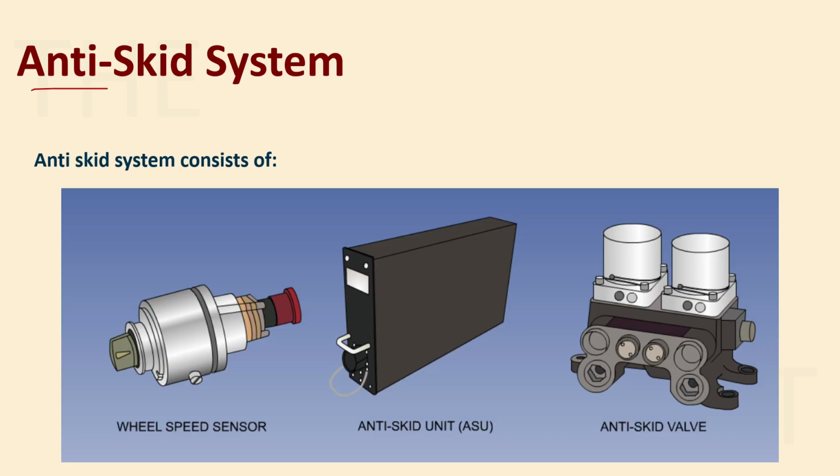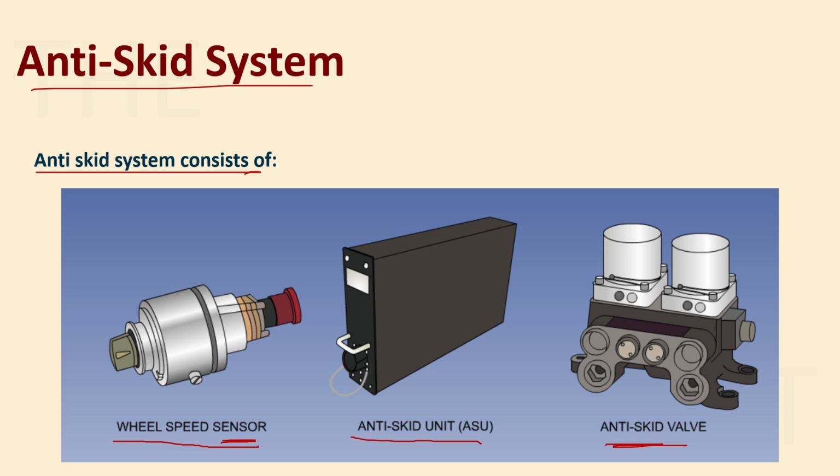So the anti-skid system in our aircraft uses these three components. The first one is your wheel speed sensor. It senses your wheel's speed. The second thing is the anti-skid unit. It computes that value. And then we have an anti-skid valve. So this works as a servo where it controls the fluid, right? I'll show you how this all works.